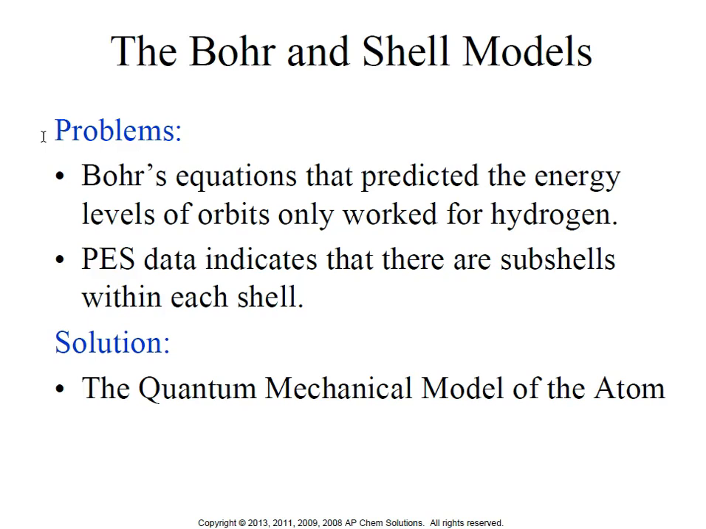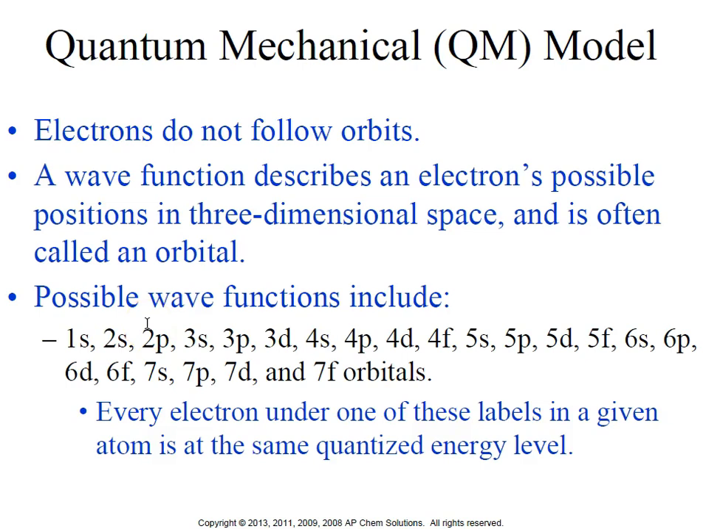The idea, though, in AP is we had to explain why we need that. Why do we need a model that has orbitals instead of just saying there's the first energy level and the second and the third? That is based on this PES data, because that indicated that there were subshells. So the quantum mechanical model tells us that electrons do not follow orbits. They're not spinning around in these distinct pathways like Bohr thought.